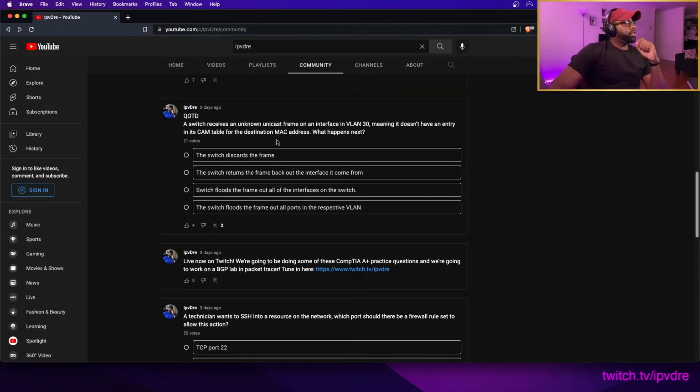A switch receives an unknown unicast frame on an interface in VLAN 30, meaning it doesn't have an entry in its CAM table for the destination MAC address. What happens next? The switch discards the frame. The switch returns the frame back out to the interface it came from. The switch floods the frame out all of the interfaces on the switch. The switch floods the frame out all ports in the respective VLAN. Okay, so let's read that again.